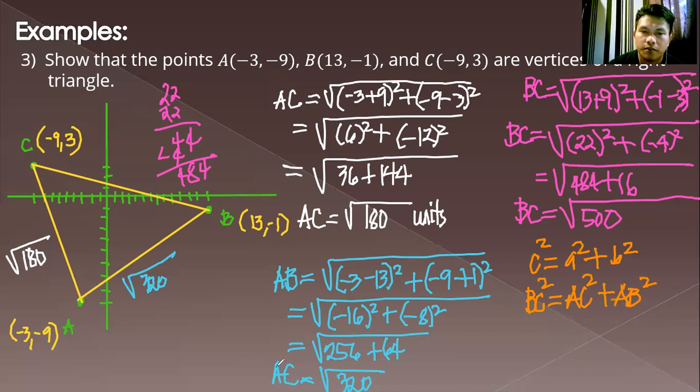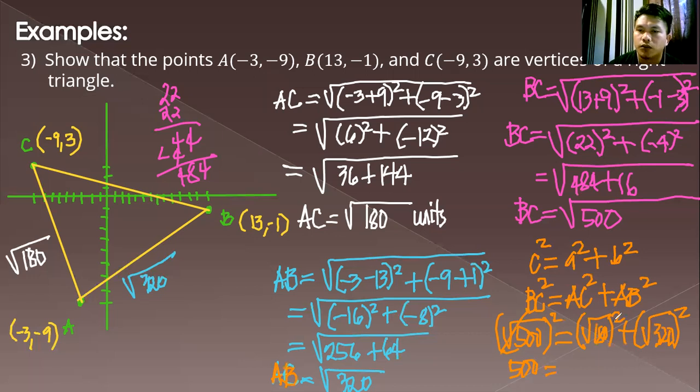Sorry, this is AB. Okay, so we have here the square root of 500 square is equal to the square root of 180 square plus the square root of 320 square. Cancel yung mga radical signs. So we have 500 is equal to 180 plus, cancel din to, that will become 320. Therefore, 500 is equal to 500. Then we can say that these points are vertices of a right triangle.